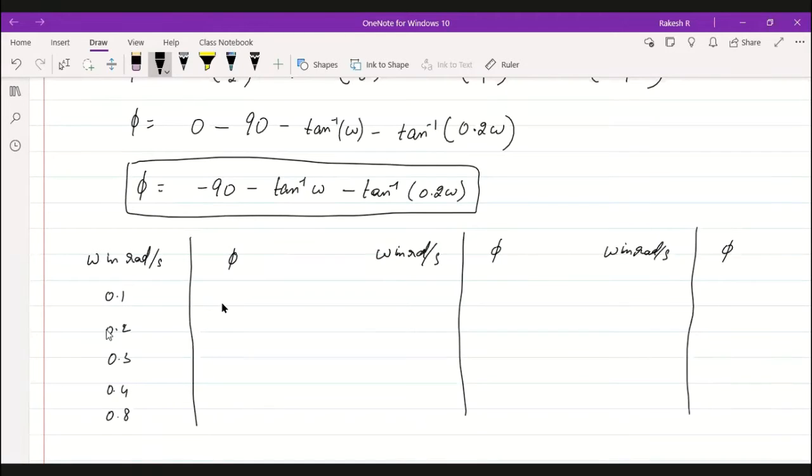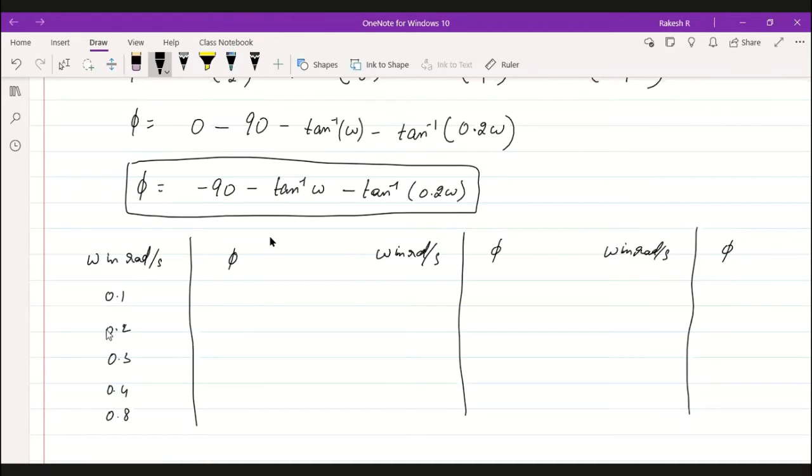How much did you get? After equals, we have to give 0.1. See what you need to do. First type this: minus 90 minus tan inverse of x and minus tan inverse of 0.2 x. After that, you just press calculate and give the value as 0.1.